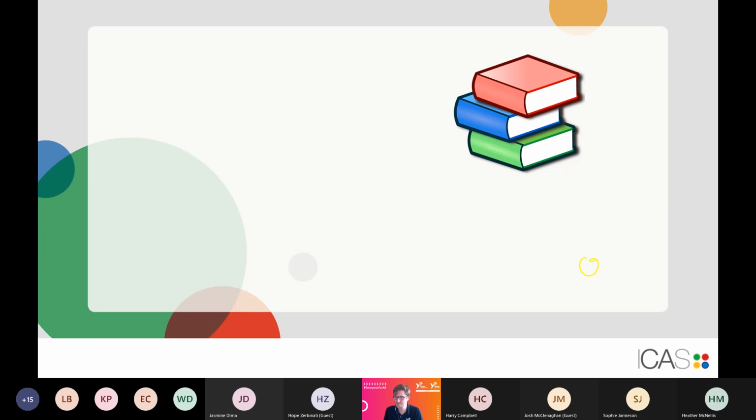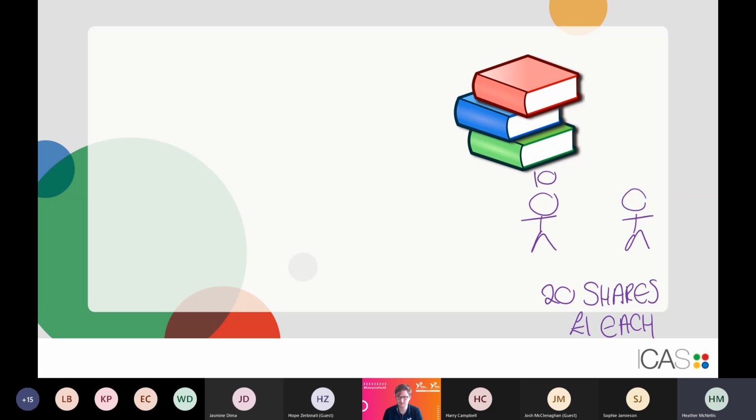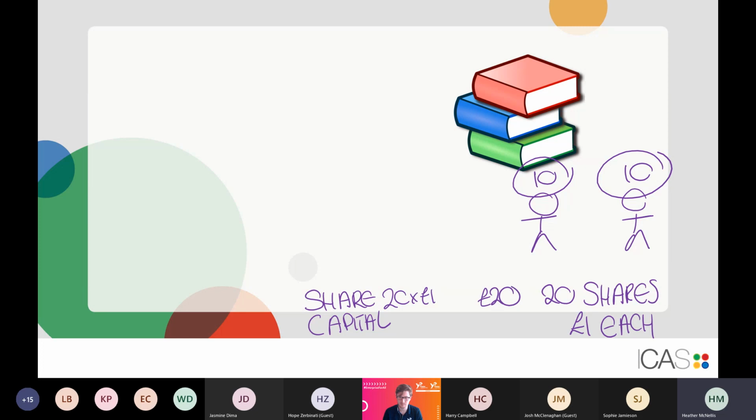Right. So let's say I have two people starting up this company. Say there's only two people in my company, and I have issued 20 shares at £1 each. Each of them decides to hold 10 shares each. So in my balance sheet at the bottom, my share capital, my shares issued, is going to be 20 shares times £1 each, so it's going to be £20.